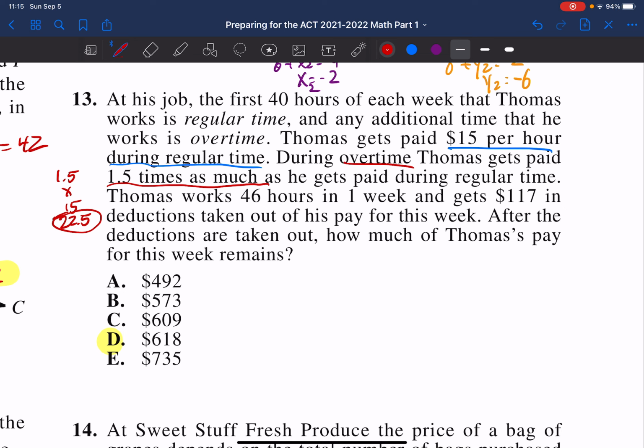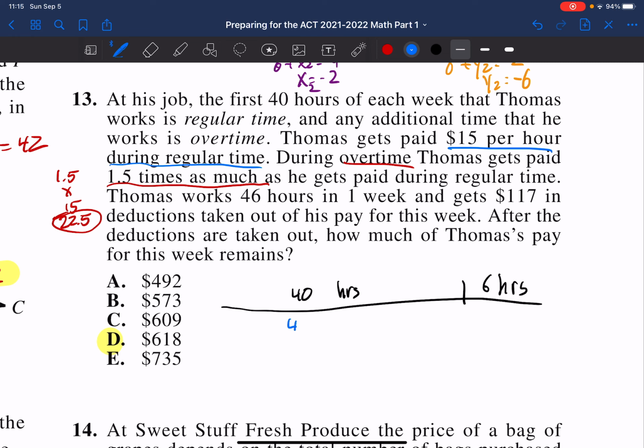So Thomas works 46 hours in a week and gets $117 in deductions taken out of his pay. After the deductions are taken out, how much of his pay remains? All right. So he worked 46 hours. So we got 40 hours of regular time and 6 hours overtime.